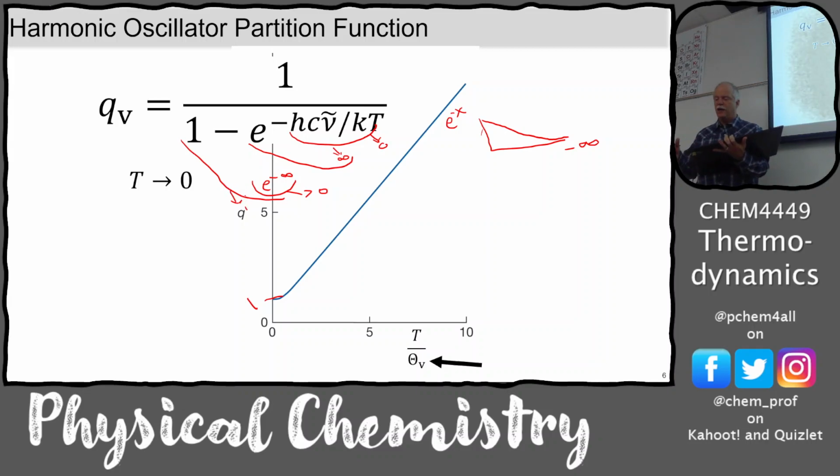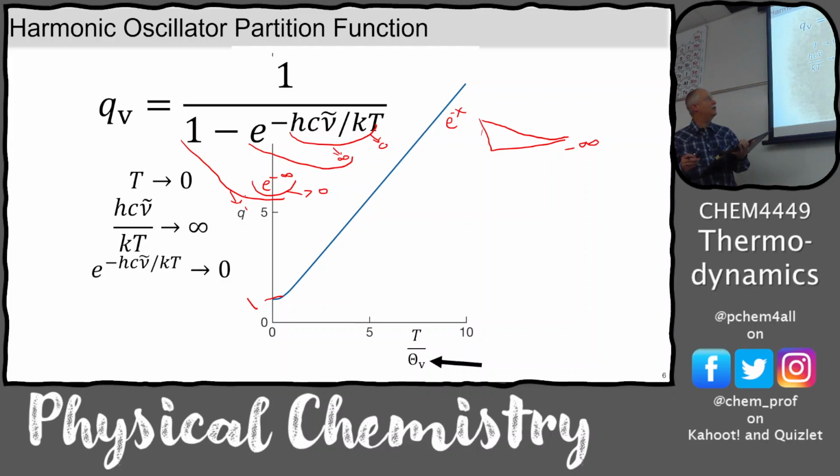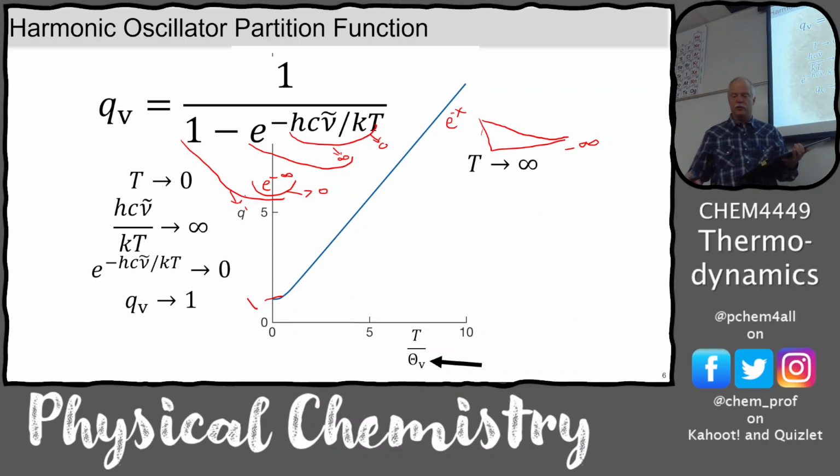So that's all of the steps I'd like for you to be able to do. I've basically got them written out in case I make a mistake. Temperature goes to 0, that fraction goes to infinity, then e to the minus infinity goes to 0, and then q goes to 1. Given any equation, you should be able to say, how does this equation depend upon temperature? You look at the limits: as temperature goes to 0, this thing approaches 1. Let's do the other side, as temperature goes to infinity.